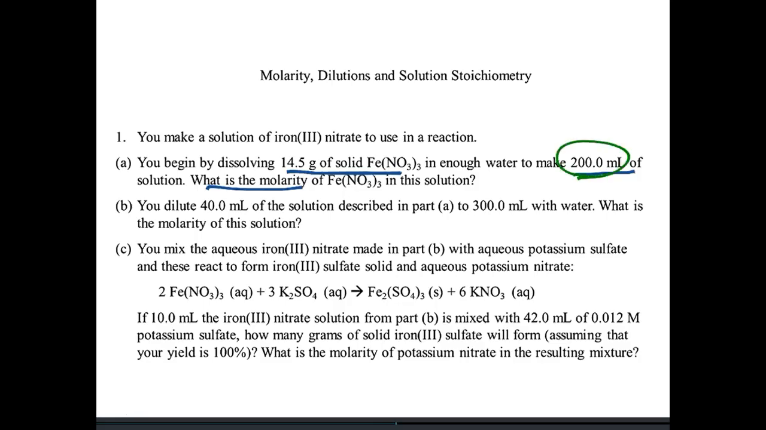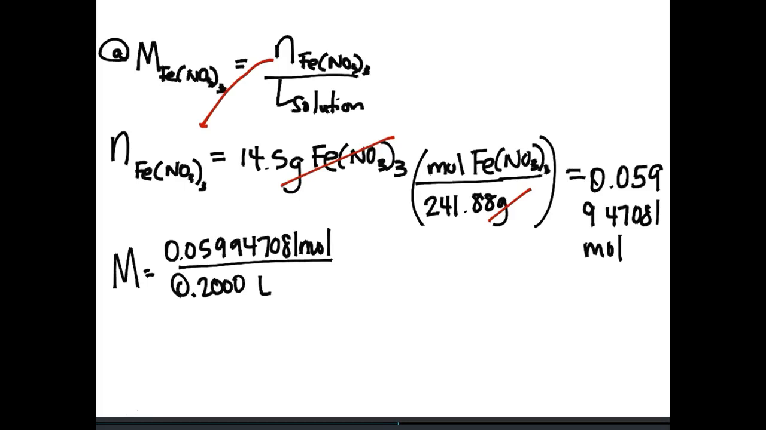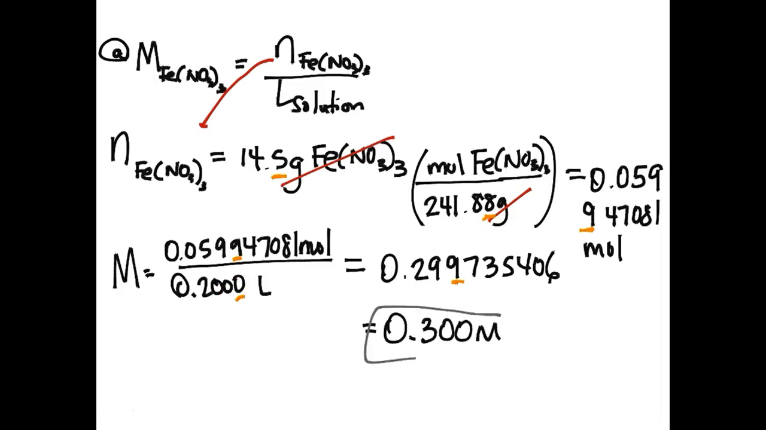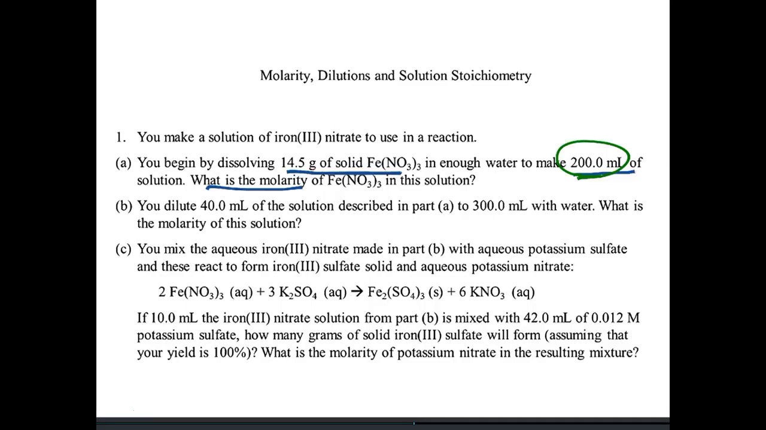We have 200 milliliters overall of solution, which is 0.2000 liters. So the molarity of iron nitrate is 0.2997. Significant figures, we start with 14.5 grams, which has 3 sig figs, which means my numerator should have 3. My denominator should have 4, which means my answer should have 3: 0.300 molar.